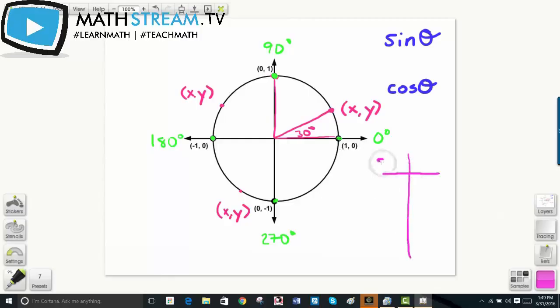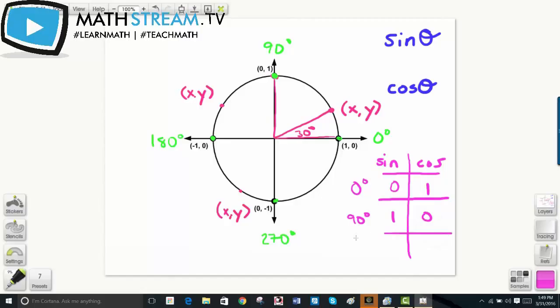But let's say we have sine and cosine for these angles. If you plug into your calculator the sine of 0 degrees, you should get an answer of 0. And if you plug in the cosine of 0 degrees, you should get 1. If you do the same thing for 90 degrees, you should find that the sine is equal to 1 and the cosine is equal to 0.